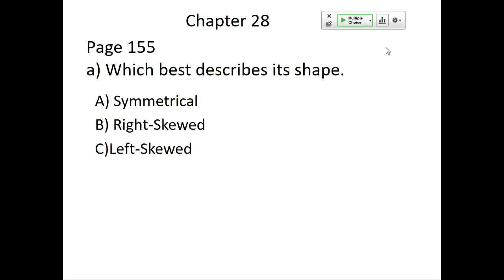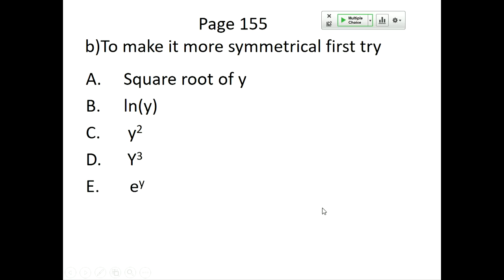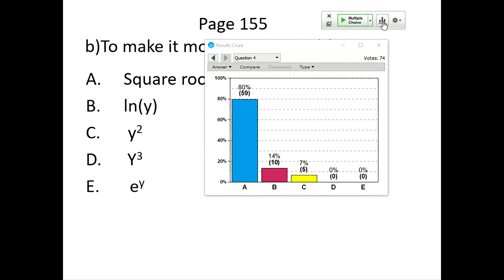Now, let's go to the next one. This is part B in our notebook; we might as well just do it here. To make it more symmetrical, what would you first try? Okay, a few more seconds here. Everybody had a chance to answer. All right, I'm going to stop it. And the answer should be A. You'd first try that. Great.